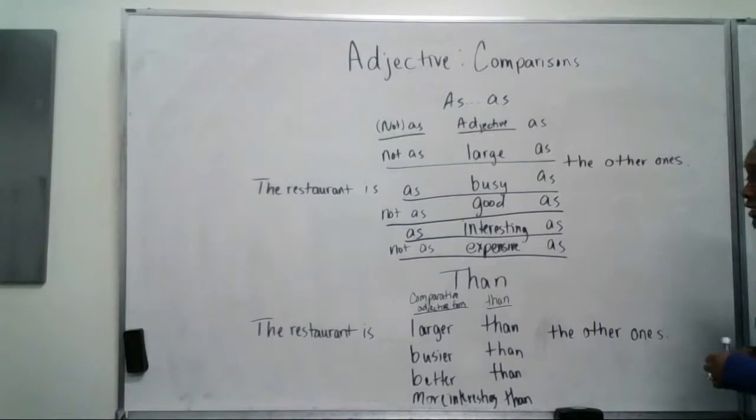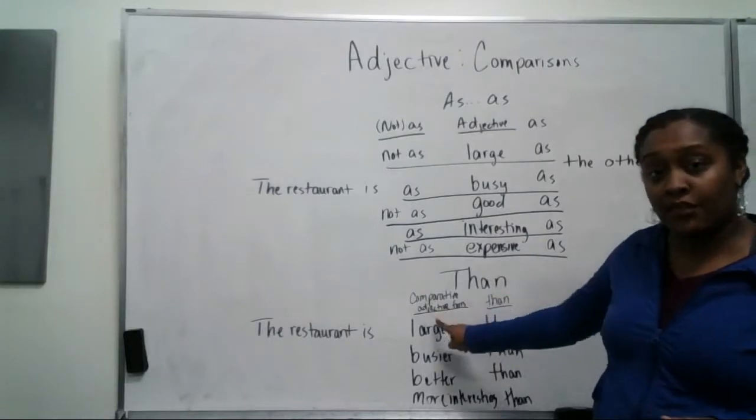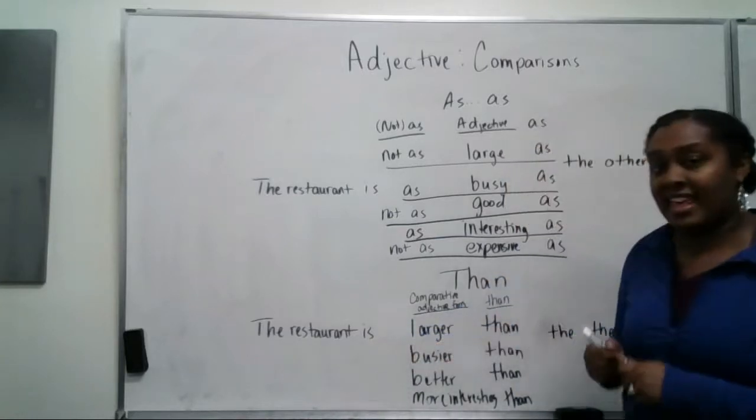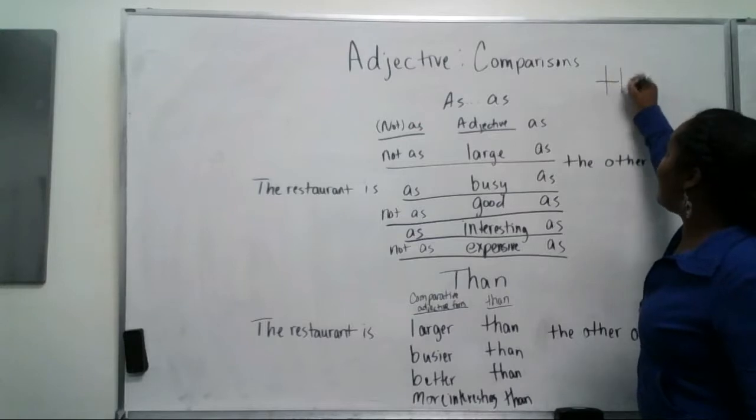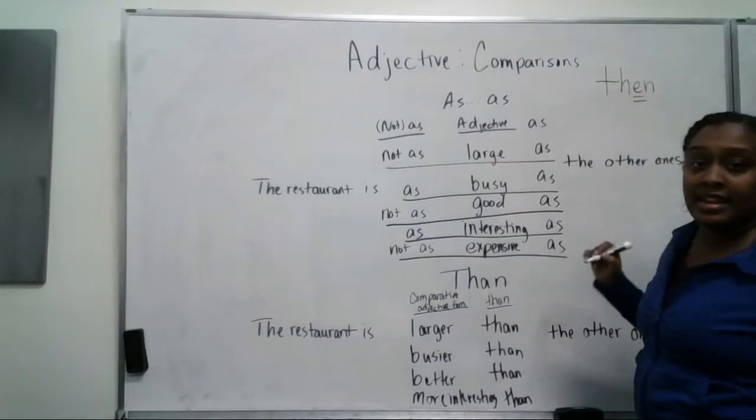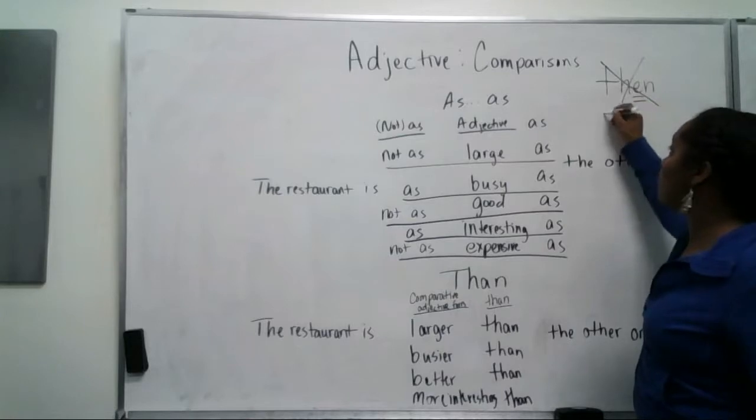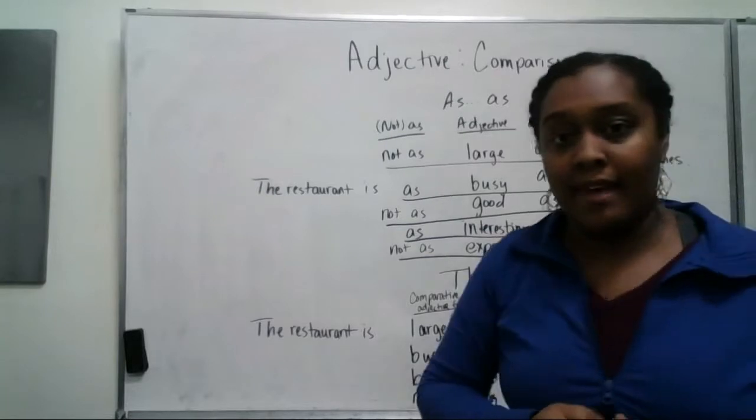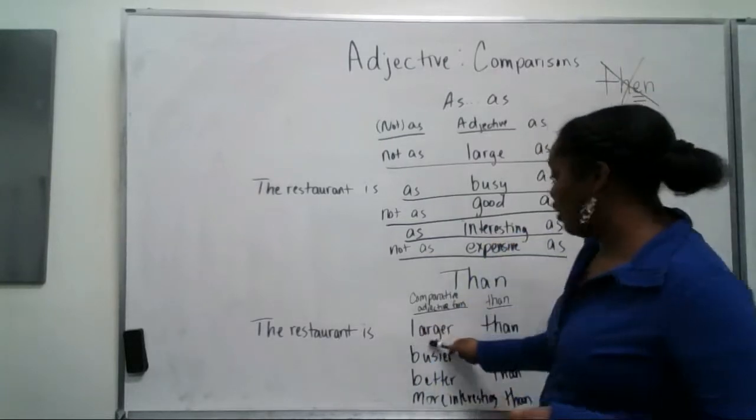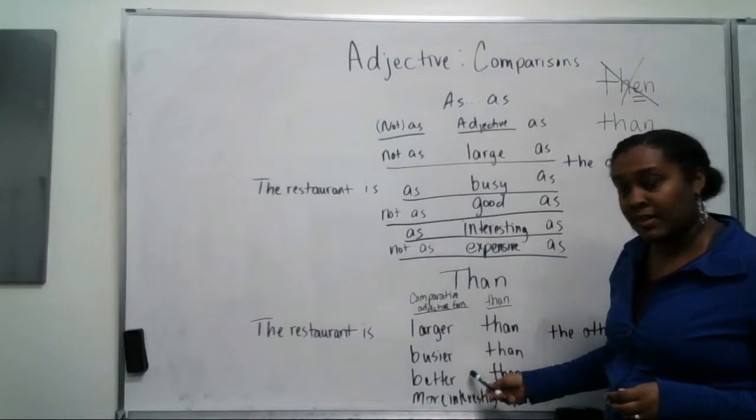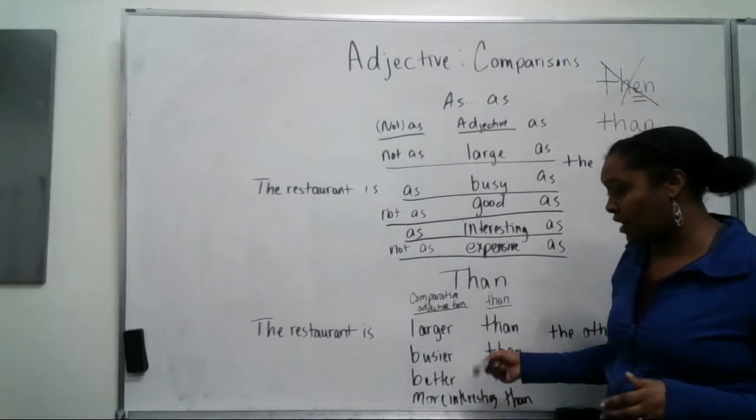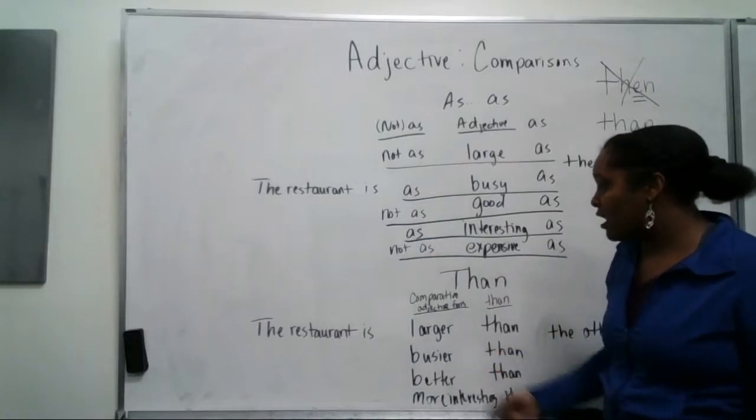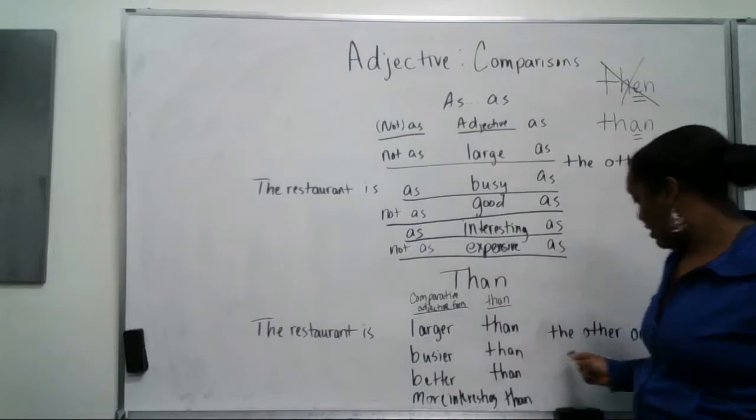The other form will be using a comparative form and then. So we have the restaurant is larger than. Now, when I say than, I am not saying then with an E. That is incorrect. That's not the comparative form. It's than with an A. Okay? So I can say the restaurant is larger. So this is a comparative form because we have changed the adjective. I'm going to show you the way that you determine how to make it an adjective form. Okay? Comparative form. So larger than the other ones.